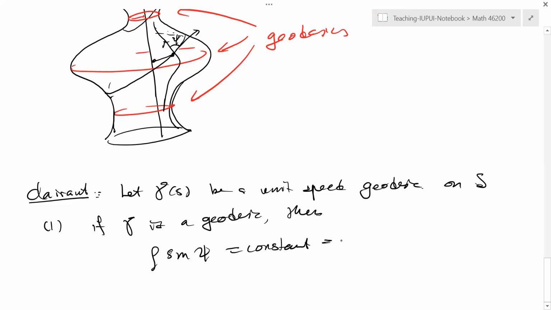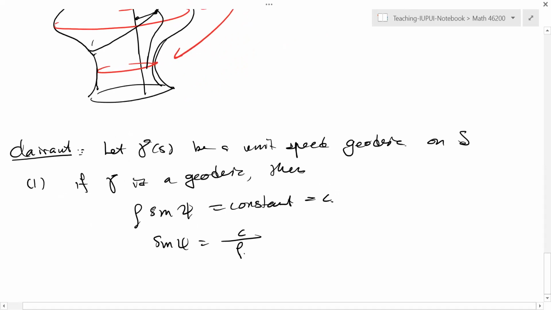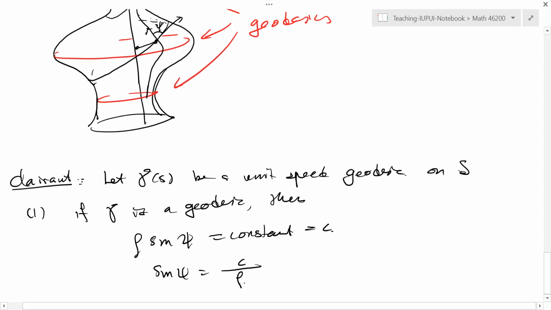And if this is a constant c, then you can tell that sine phi is going to be c over rho, right? So how do you draw the picture? If the geodesic already stops at a point, and you know the rho, then you can determine in which direction the geodesic will go, because sine phi is going to be the constant c divided by rho.